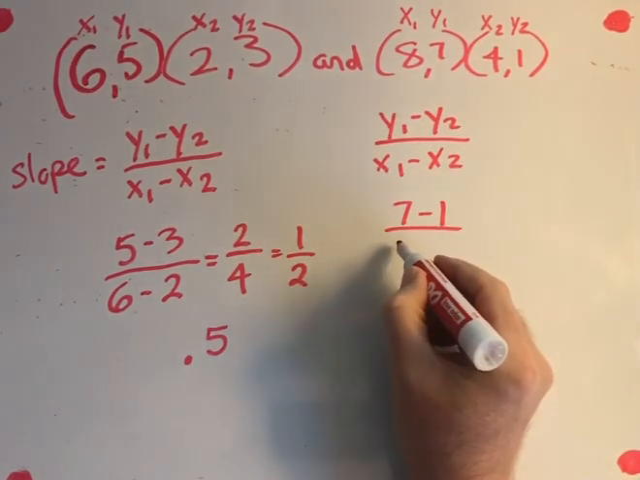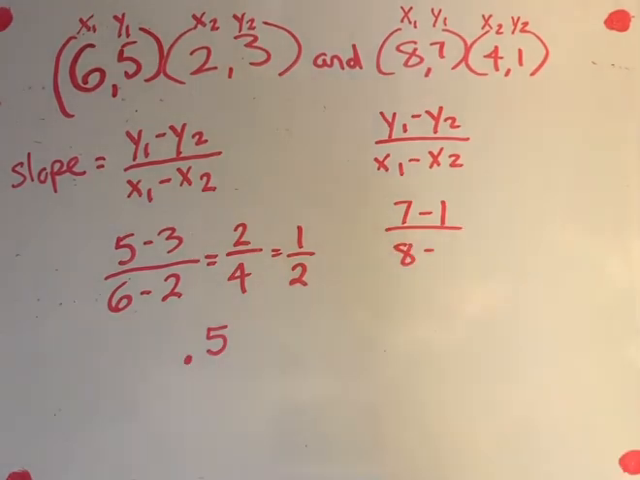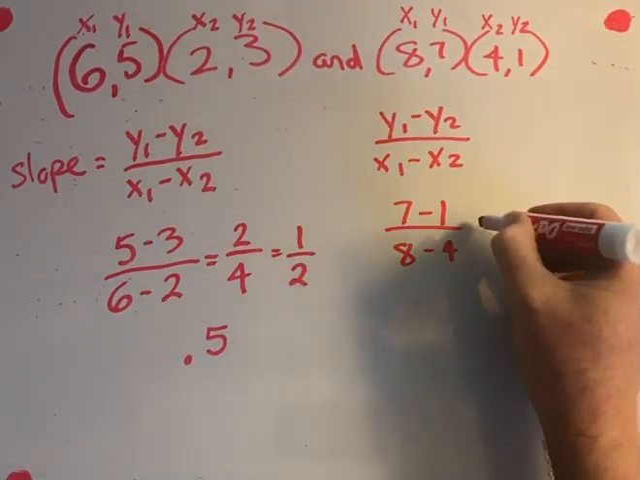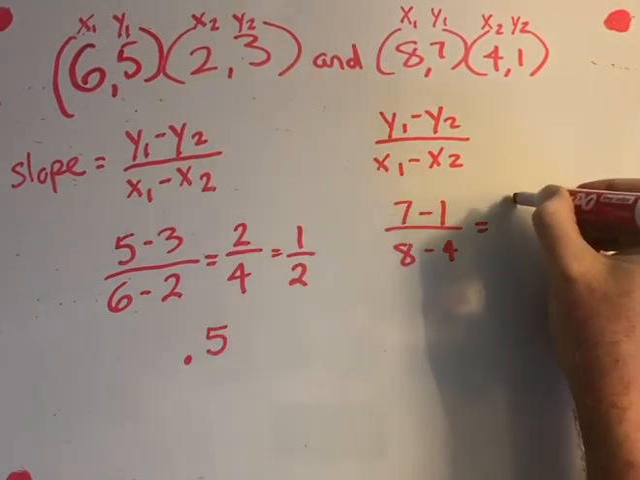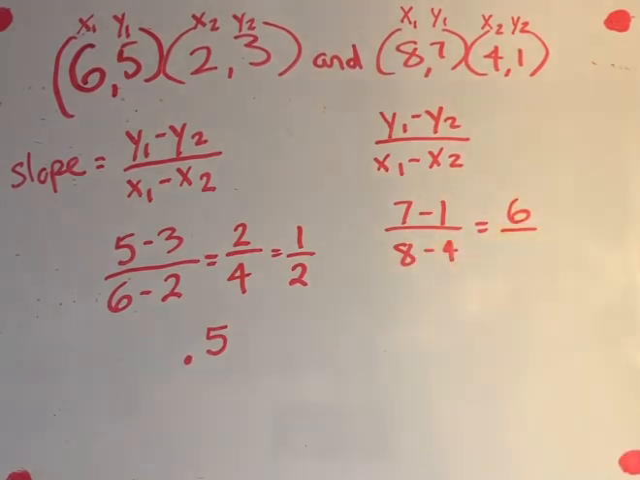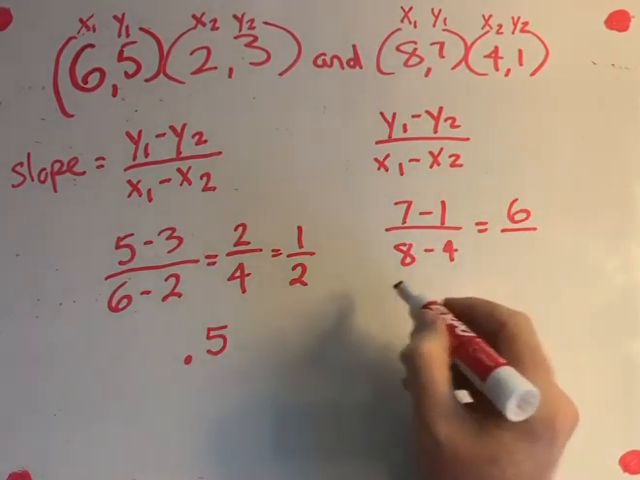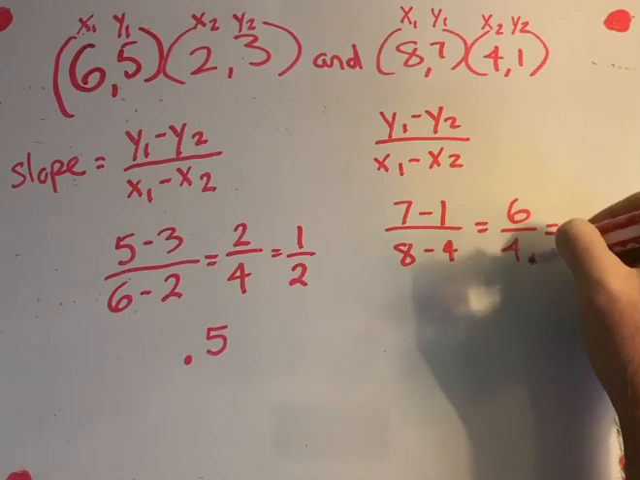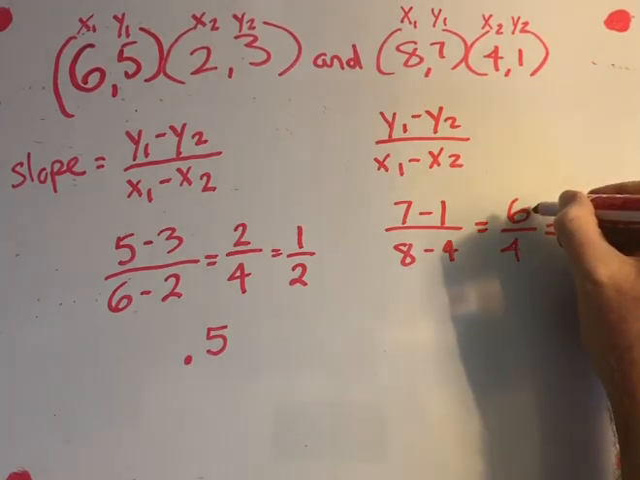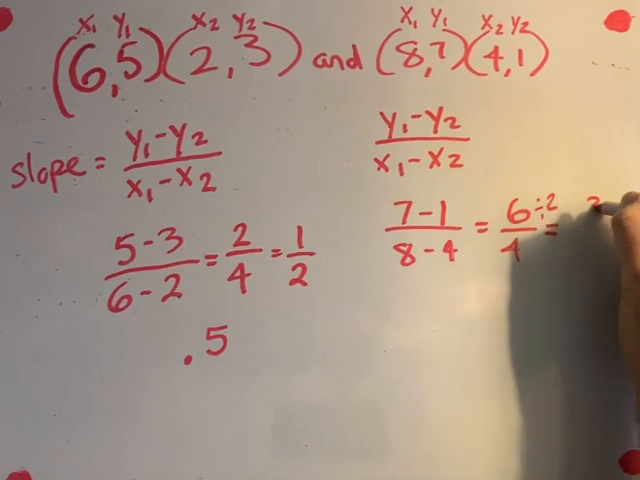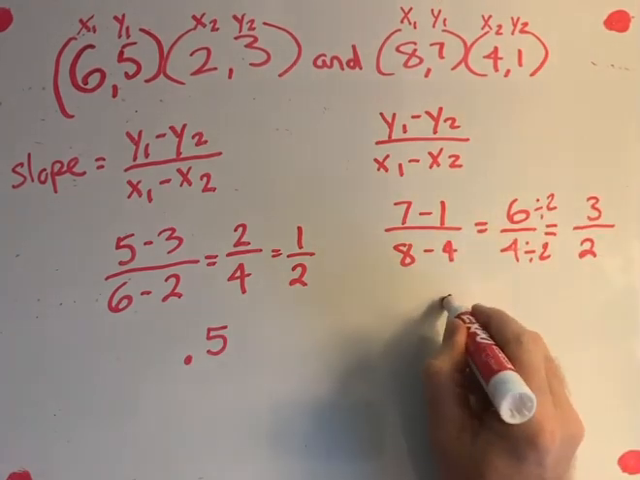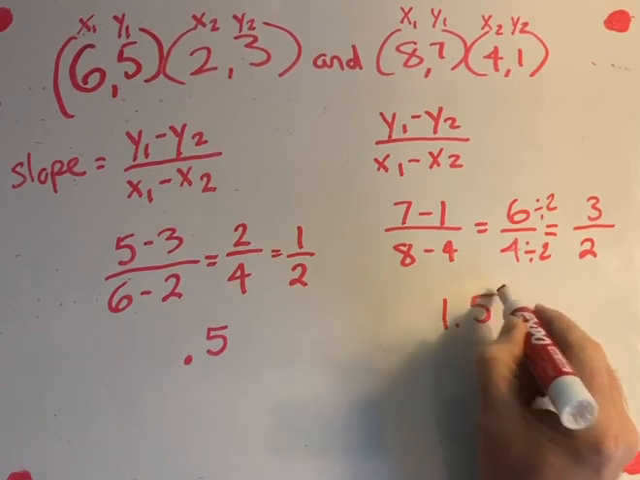x1 is 8 minus x2 is 4. So this is 6 divided by 8 minus 4 is 4. We can also reduce this. I can divide them both by 2. If I divide that by 2, I get 3. If I divide that by 2, I get 2. So it's 3 over 2. Or if you threw this in your calculator, you would see that it is 1.5.